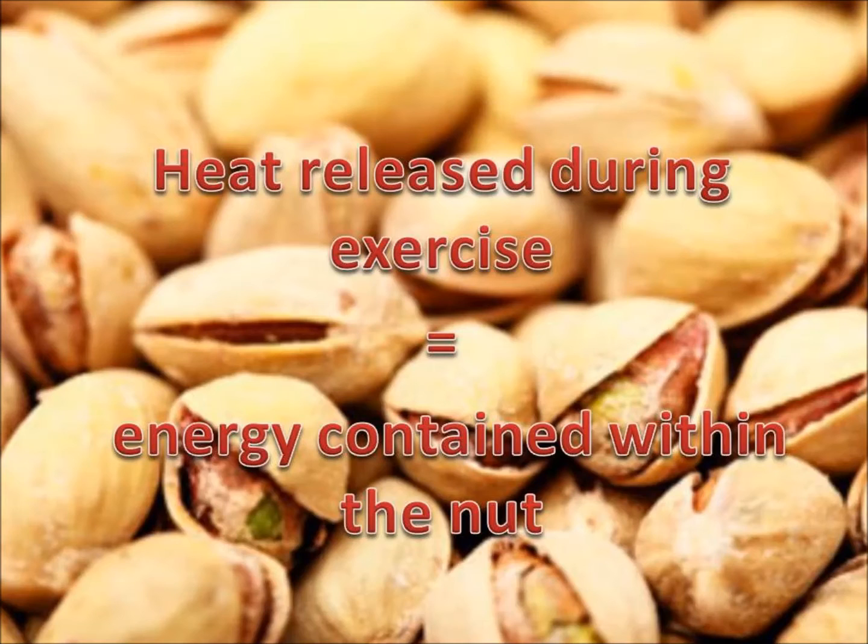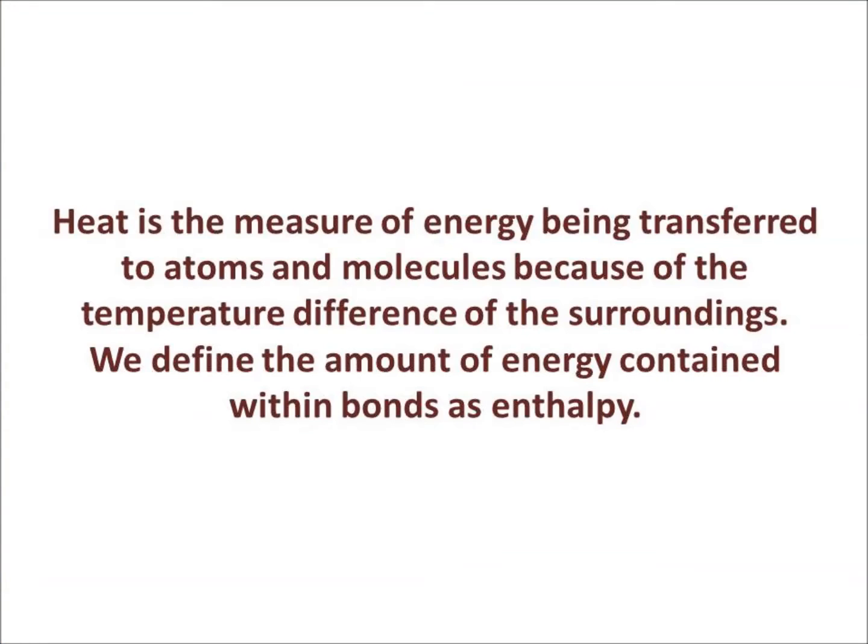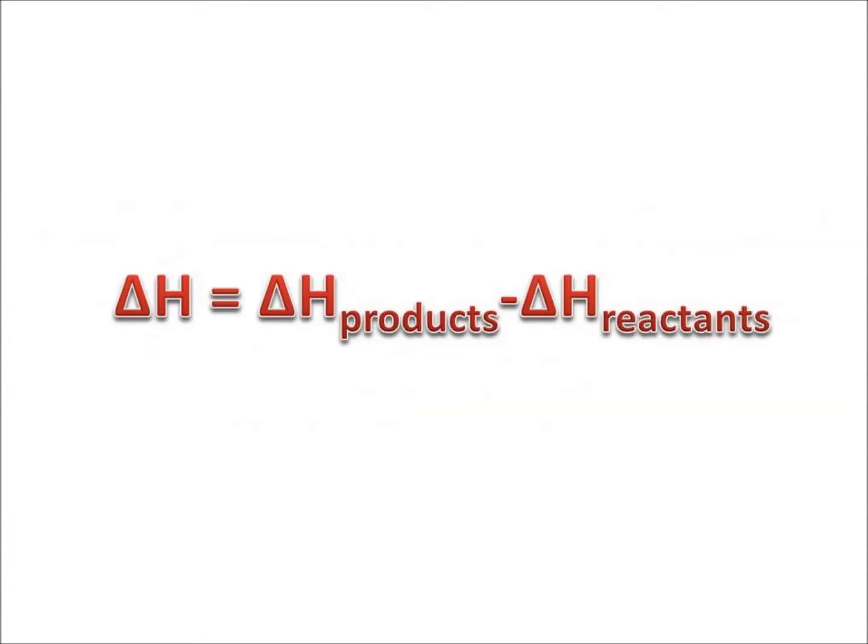A diet that contains an energy surplus will result in an accumulation of body fat, as seen on the scales. So how are we going to burn off this excess energy? We know that the heat released is equal to the energy contained within the nut. This can be determined by using a calorimetry experiment. Heat is the measure of energy being transferred to atoms and molecules because of the temperature difference of the surroundings. We define the amount of energy contained within bonds as enthalpy. An enthalpy change can be calculated by subtracting the enthalpy of the reactants from the enthalpy of the products.